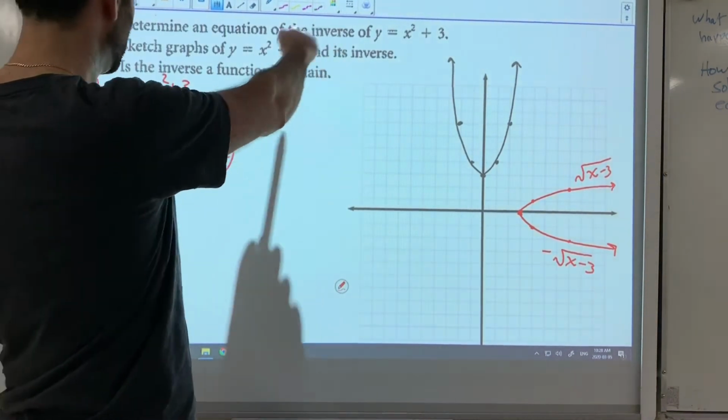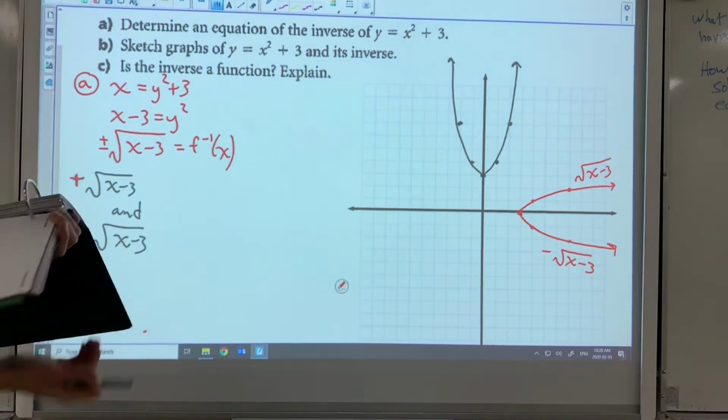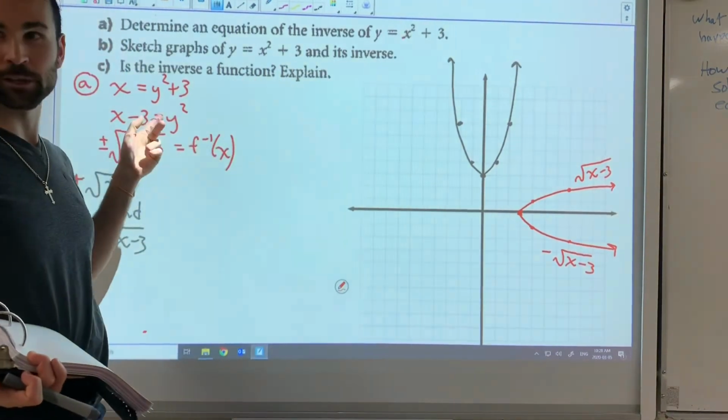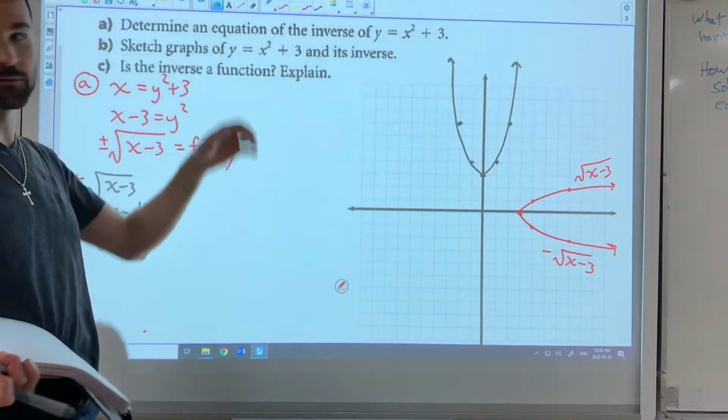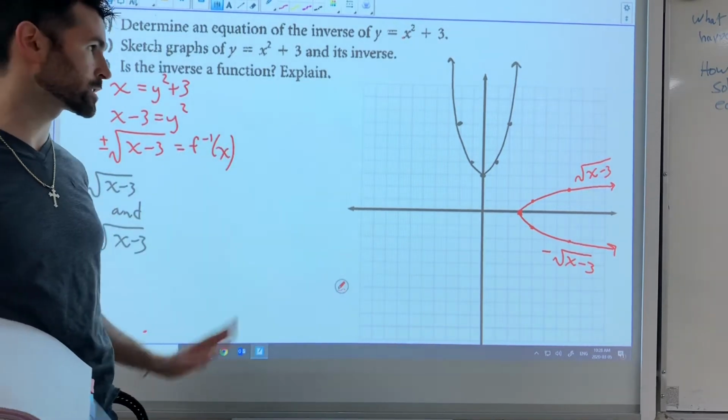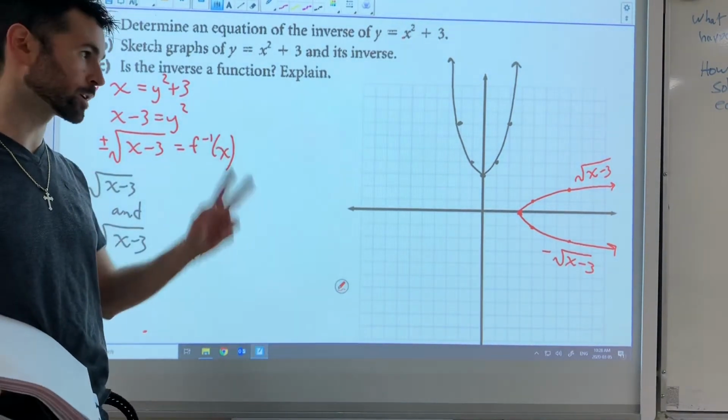So we did part A where we determined the equation. That question most likely shows up fairly frequently on the exam. They say, what's the equation of the inverse? And that's it. They don't even necessarily ask you to draw it. It's usually a 2-mark question.